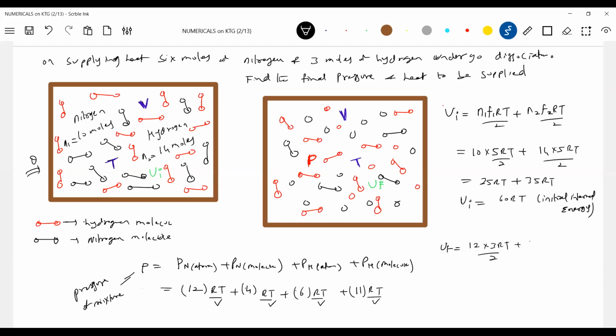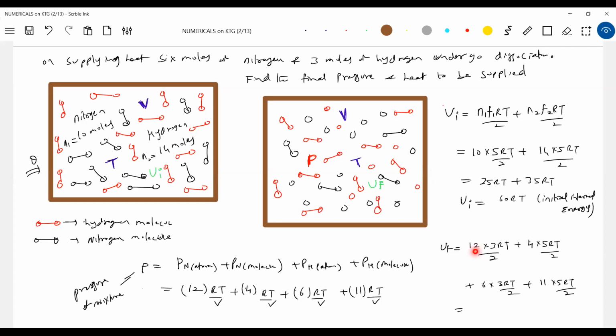So how much will remain? Of 6 moles of nitrogen, 4 will be left over, no? 4 and diatomic, 5RT by 2. So this is for nitrogen. For the hydrogen, 6 into 3R by 2. So remaining 11 into... try to see this.